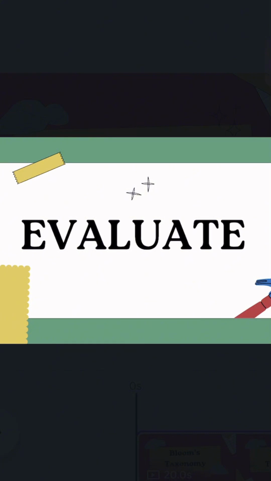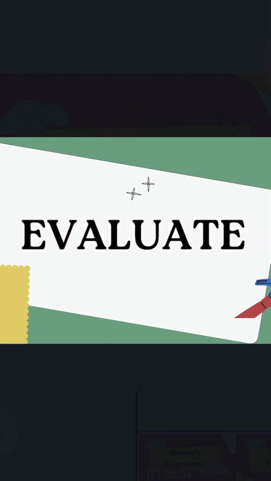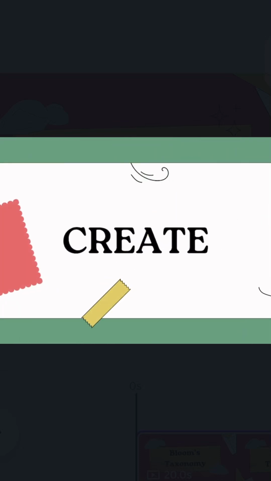So next is analyze. So what is analyze? Break material into its constituent parts and determine how the parts relate to one another and or to an overall structure or purpose. So the appropriate learning outcome verbs for this level include analyze, arrange, break down, categorize, classify, compare, and etc. So the next is evaluate.